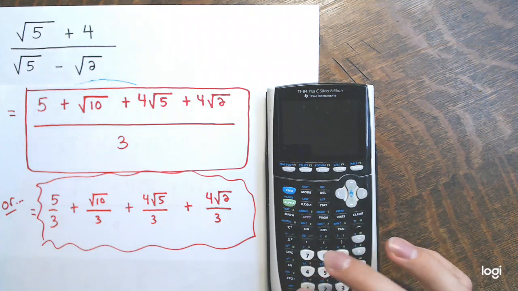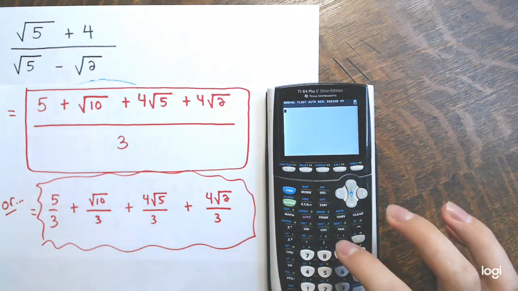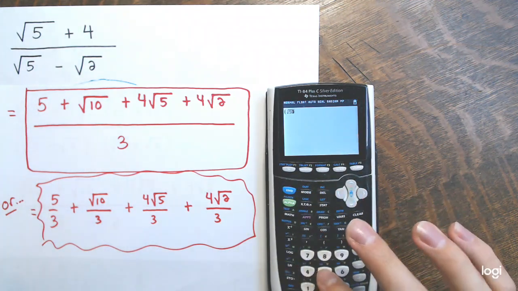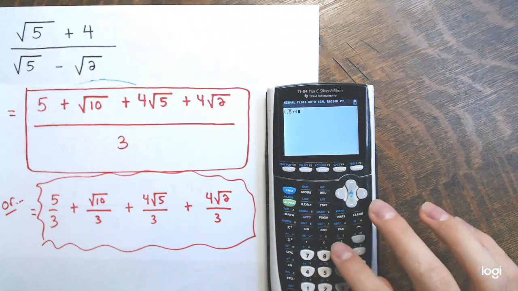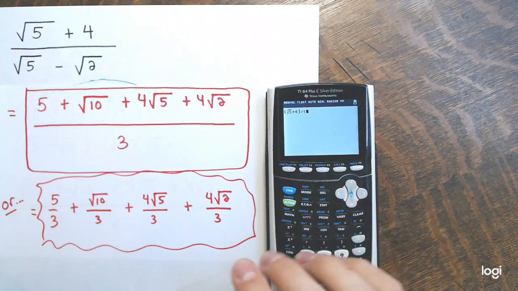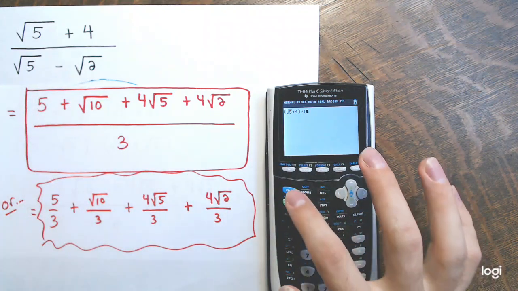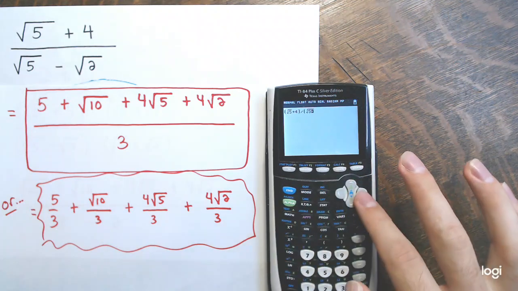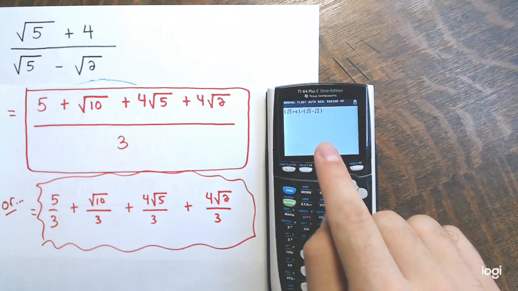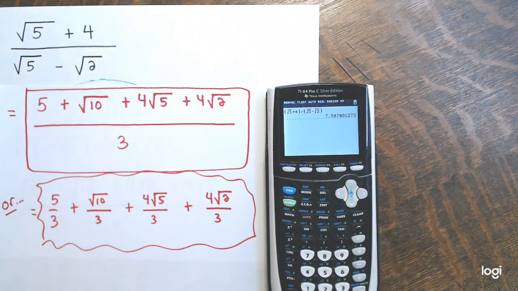Okay, so let's test it out. On my calculator, in the numerator, again, this has multiple terms, so I'm going to put that in parentheses. We have the square root of 5, then plus 4, close the parentheses, that's all the numerator, divided by, and then the denominator again has multiple terms, so I'm going to put that in parentheses as well, the square root of 5, and then after that minus the square root of 2, and then close the parentheses. There's the whole denominator.